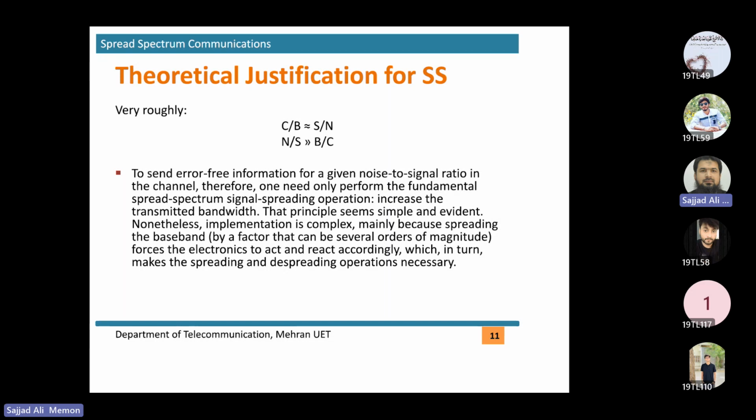That principle seems simple and evident. Nonetheless, implementation is complex, mainly because spreading the baseband by a factor that can be several orders of magnitude forces the electronics to act and react accordingly, which in turn makes the spreading and de-spreading operations necessary.